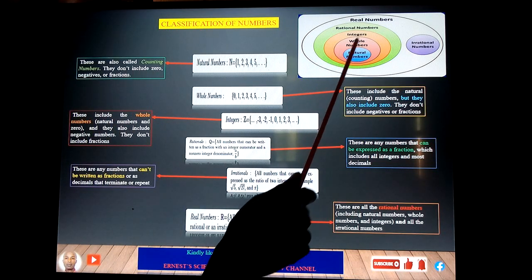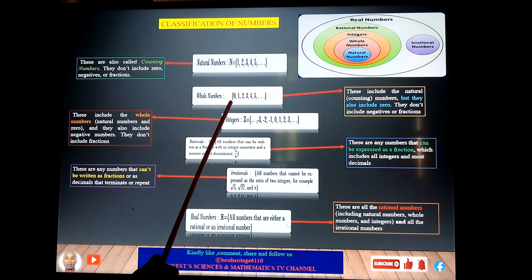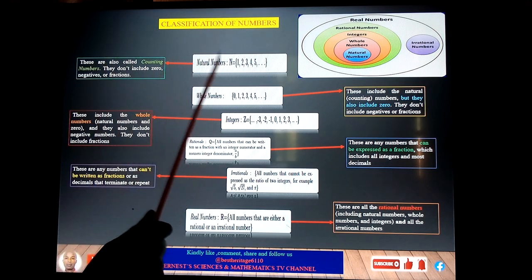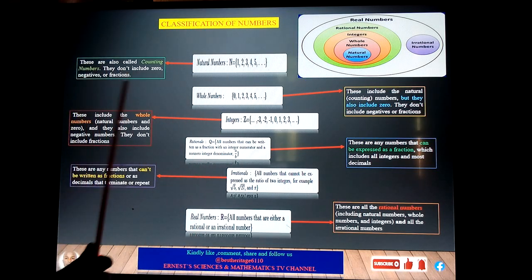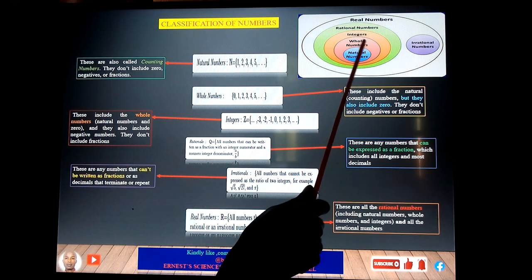So the next type of numbers are going to be whole numbers. And these are going to consist of all these natural numbers together with 0 as indicated. But of course, they are not going to contain negatives and fractions, as is the same case for natural numbers. So therefore, these are regarded as whole numbers.